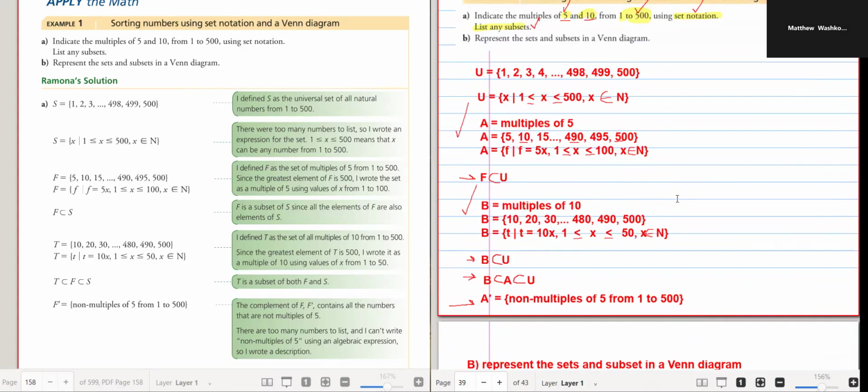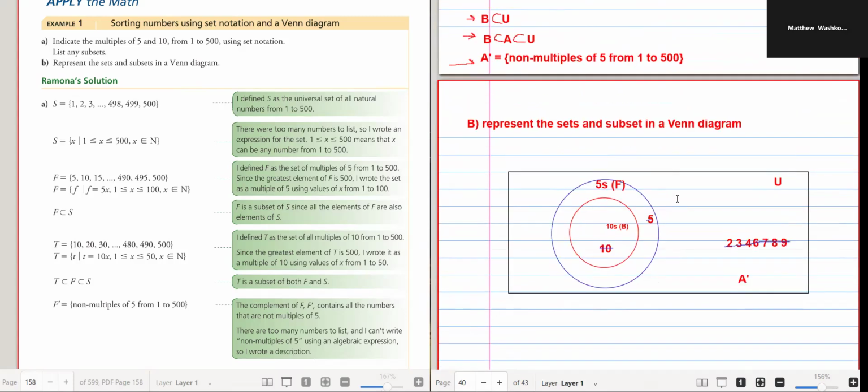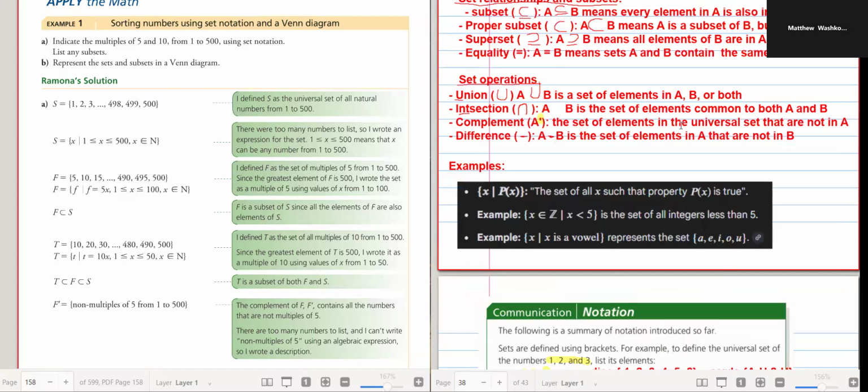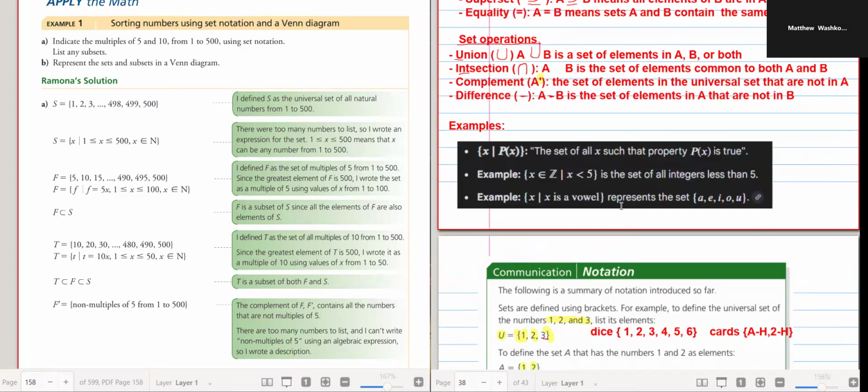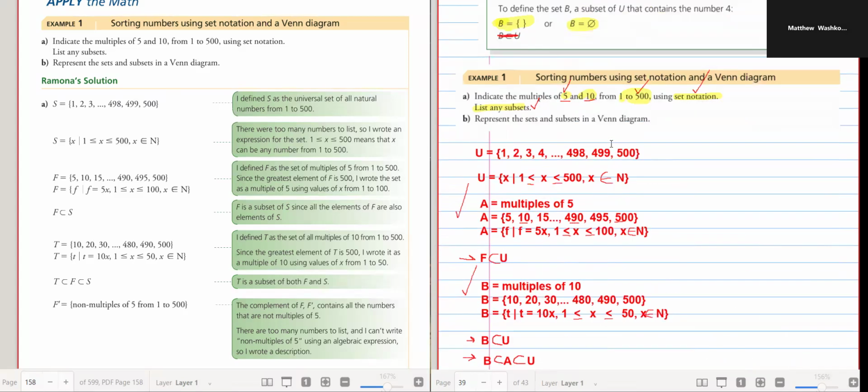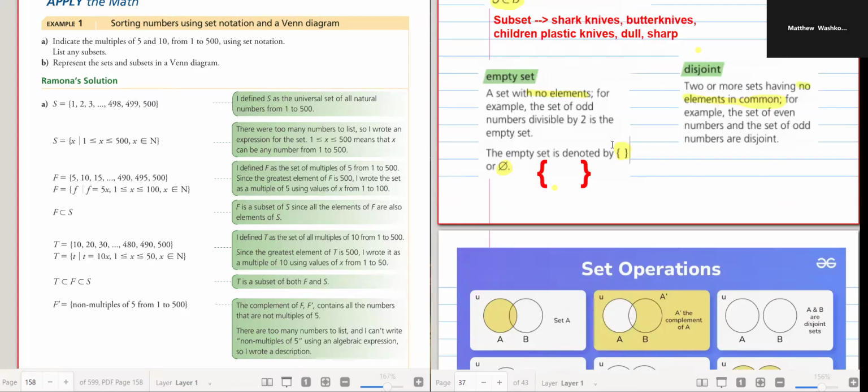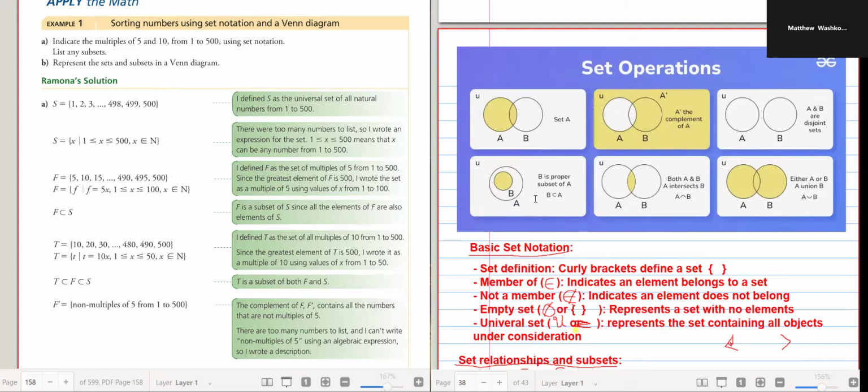And so again, why this works, why we did this Venn diagram: remember the tens are a subset of the fives, so that's this one here.